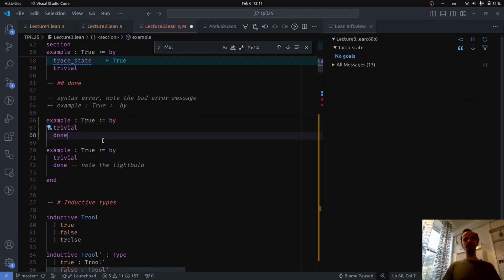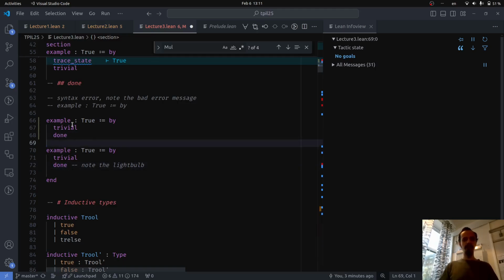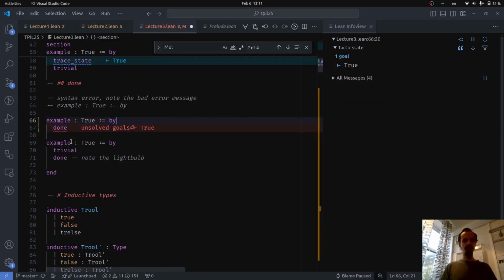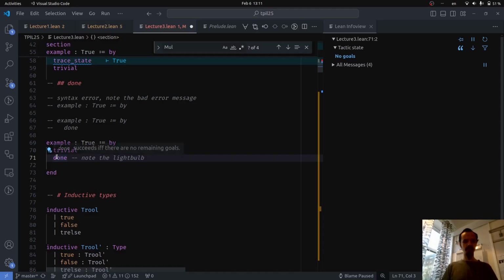then done stops complaining, and we actually get this little light bulb here that pops up and says, what is it?